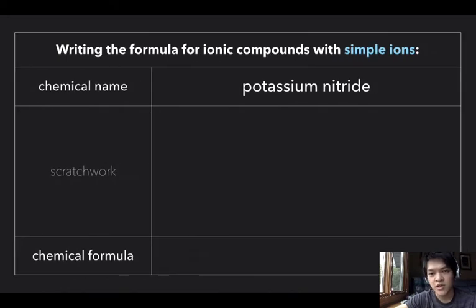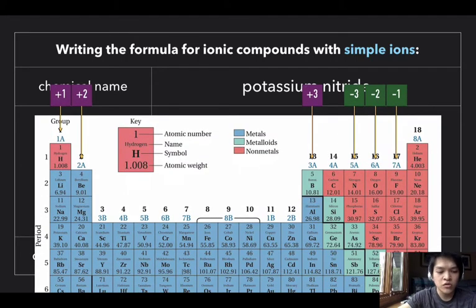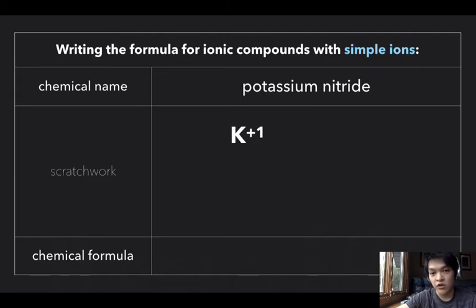Take a look at our next example. We have potassium nitride. We're going to have to find the charge of potassium and nitride. So let's look at our periodic table. Potassium is right over here, and nitride is right over here. So K, +1, N, -3. Remember that. We're going to go ahead and write this down. K, +1, N, -3. Do these charges cancel out? Well, we have a +1 and we have a -3. They don't cancel out. So we're going to need more positive in this case.